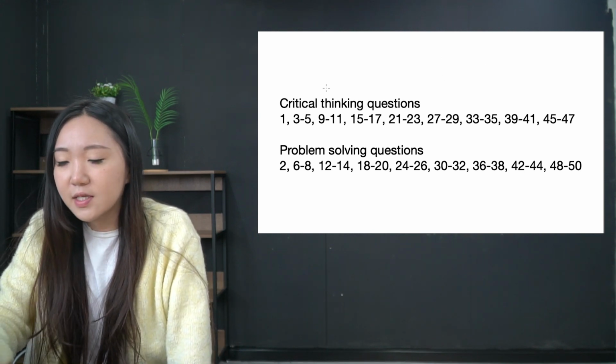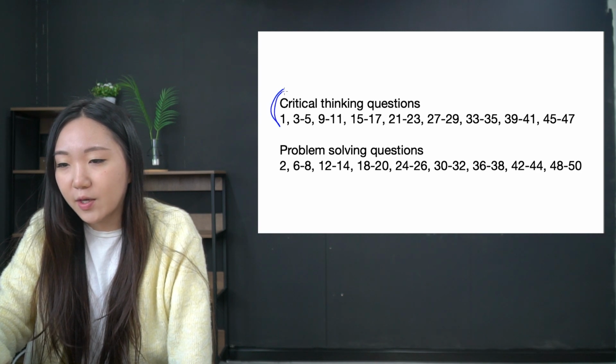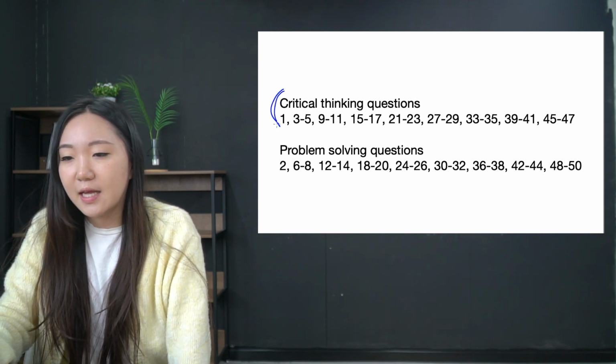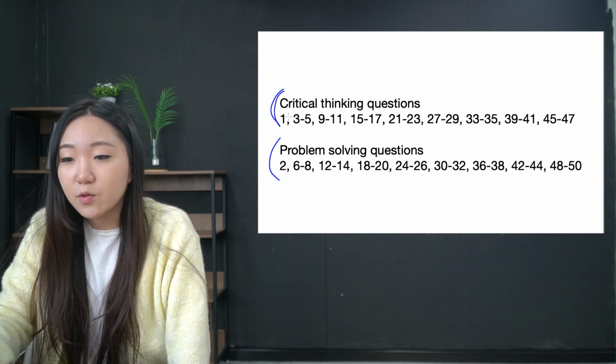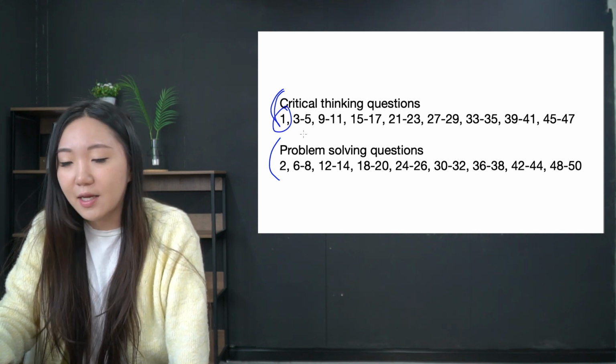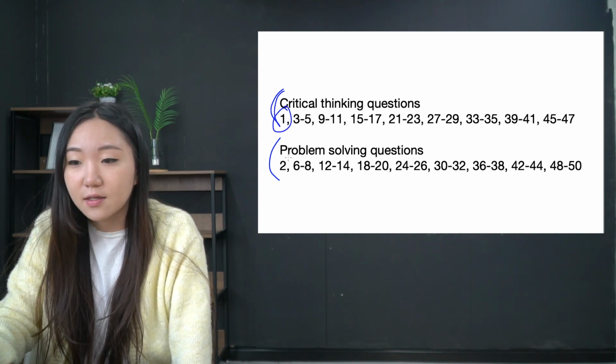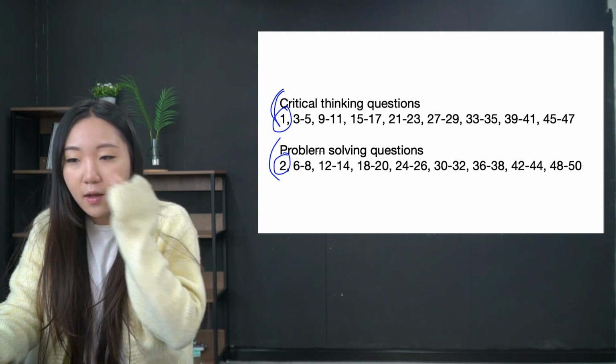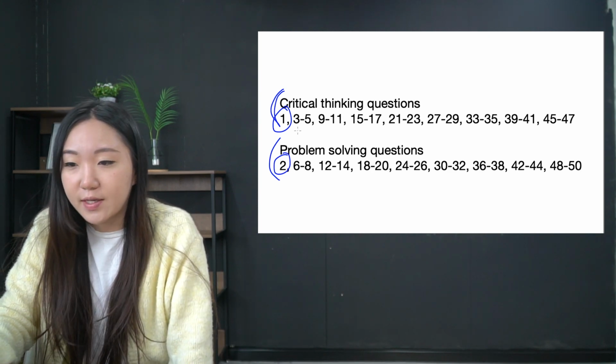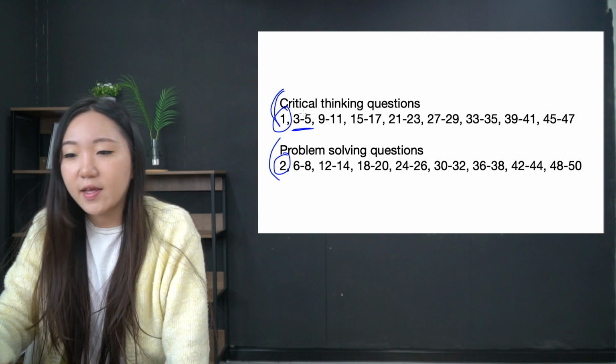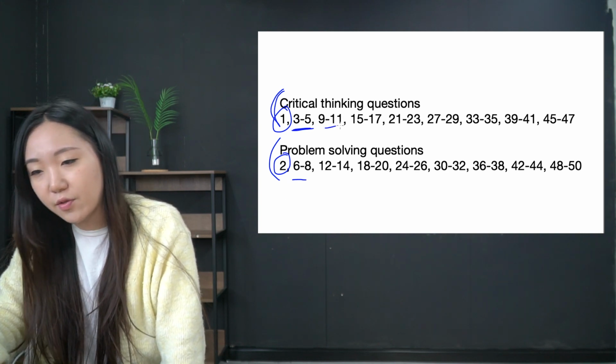So first of all, in terms of the critical thinking questions and the problem-solving questions, the first one is always a critical thinking question, most likely a main conclusion question, so nice and easy start. Second one is problem solving. After that, they basically come out in sets of 3. So you've got 3 critical thinking, followed by 3 problem solving, 3 critical thinking, and so on and so forth.